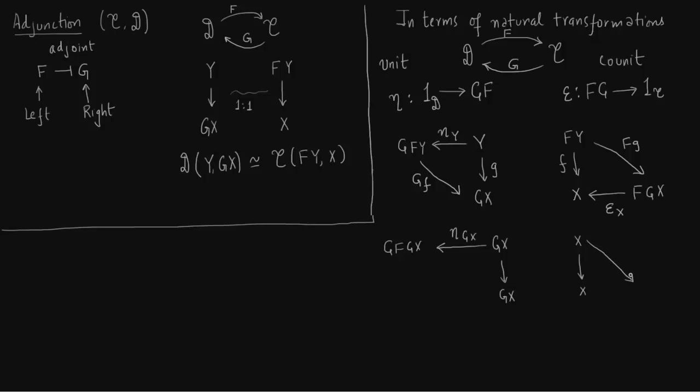Now coming to the right hand side. So just copy the above diagram down. You have X to FGx. Again, this is epsilon X. And to this epsilon X you apply G. So yeah, this arrow should point in the opposite direction. I'm giving the arrow in the wrong direction.